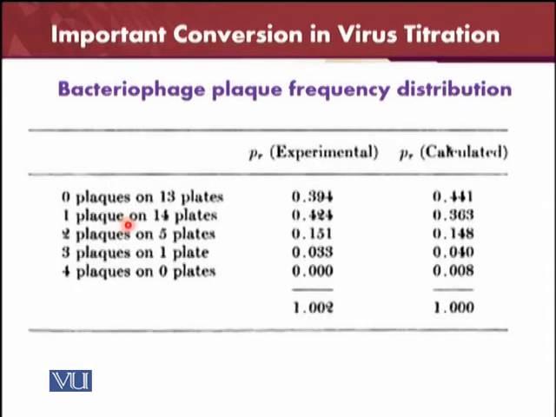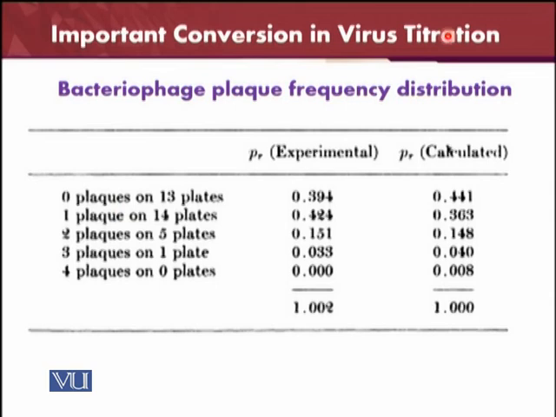And then the bacteriophage plaque frequency distribution. As we already know and have studied, bacteriophages are a special kind of virus which cause infections in bacteria. They are simple organisms compared to other kinds of viruses. So the plaque frequency distribution is also a much simpler procedure compared to the others.